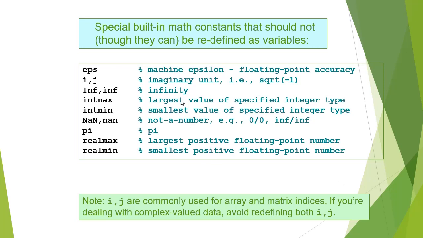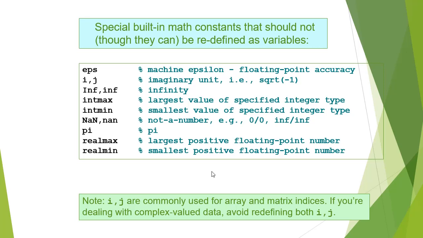One is eps. Eps is machine epsilon, or floating point accuracy. And then we have i and j, the imaginary unit, the square root of -1. Then we have Inf for infinity, intmax, the largest value of a specified integer type, and intmin, the smallest value of a specified integer type. NaN, which is not a number, for instance 0 divided by 0 or infinity. Those are the details there. Then we have pi, realmax, the largest positive floating point number, and realmin, the smallest positive floating point number.